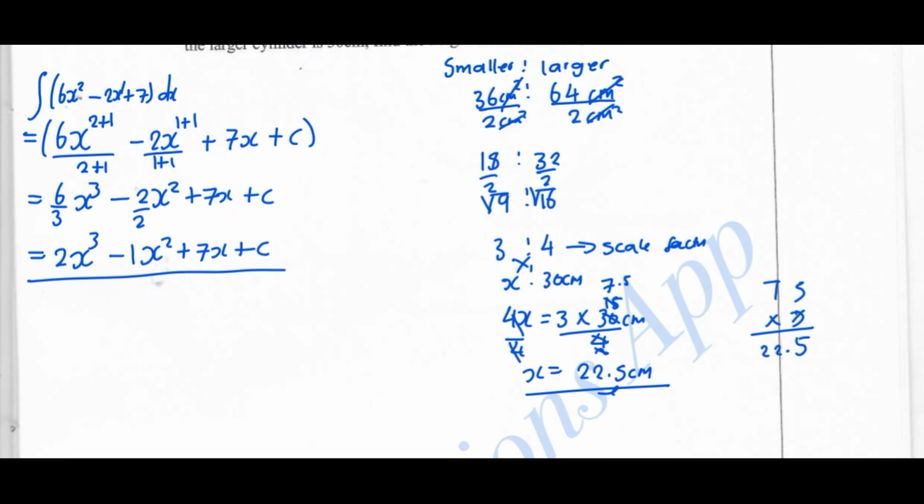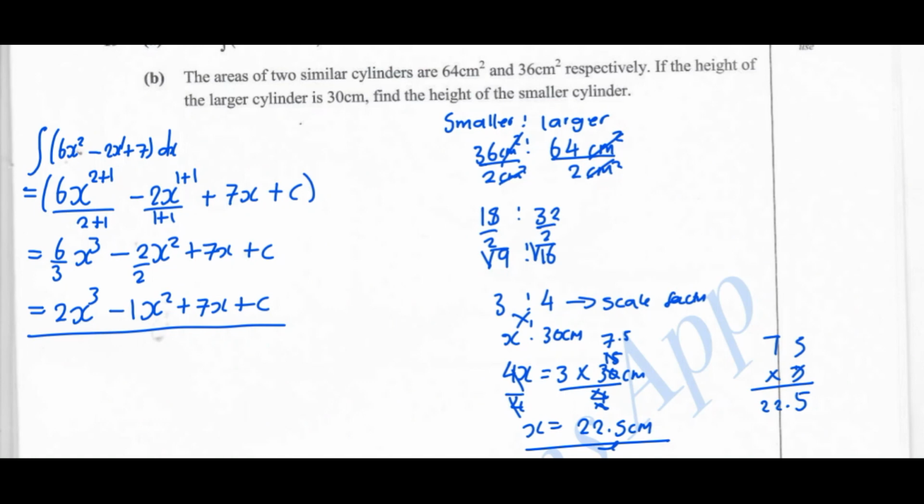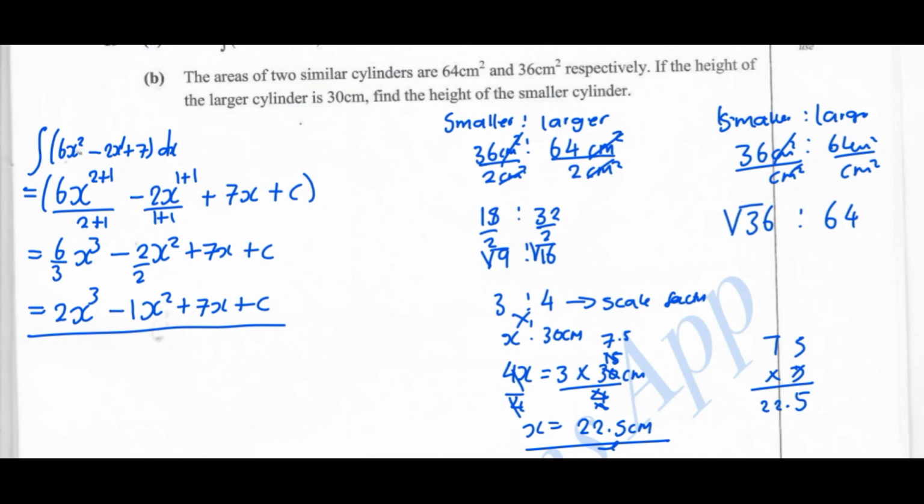It's making sense. Then we can also do it like this. So we can also say smaller is equal to larger. We know that we had 36 centimeters squared. Here we have 64. So we can just divide by centimeters squared, also here by centimeters squared, so that we have 36 to 64 square root. So the square root of this number is 6. The square root of this number is 8. So we have the scale factors.